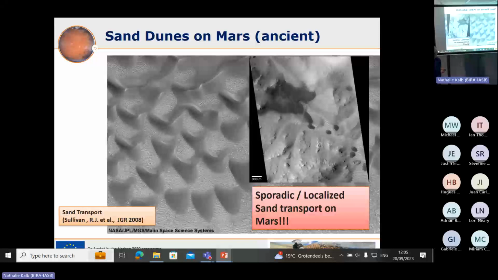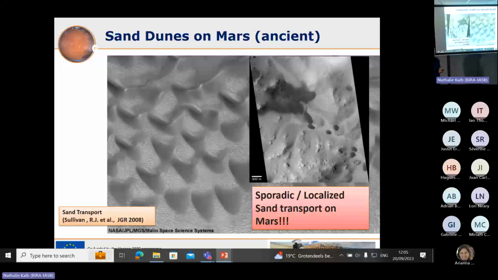One problem with the textbook I just told you about is that back then, up till about 15 years ago or so, it was not known that sand was transported at all on Mars. So this is a picture of Mars. There's lots of sand dunes and ripples on the surface of Mars. The vast majority of them are ancient. Some of them are millions of years old.